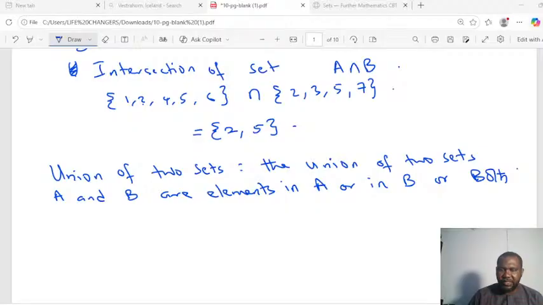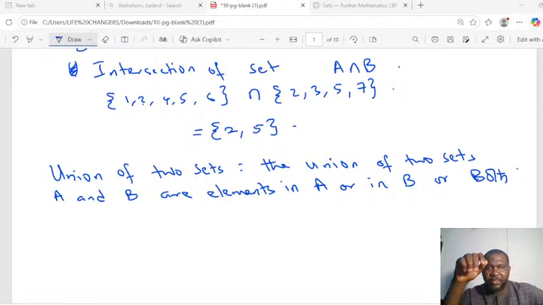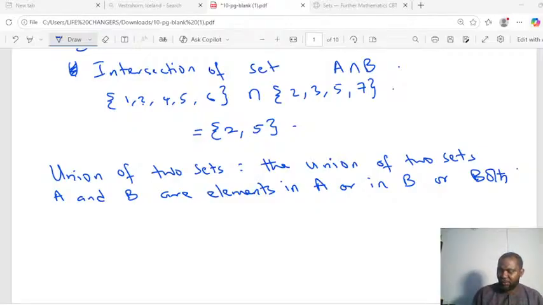Okay, so this is the definition for union of two sets. If I have two sets A and B, their union is the elements that are in A or in B or both. The best way I can explain this is to just combine the two sets. Combine the two sets to become one.